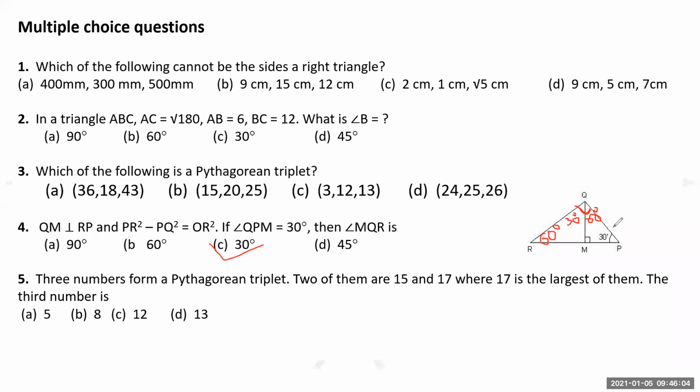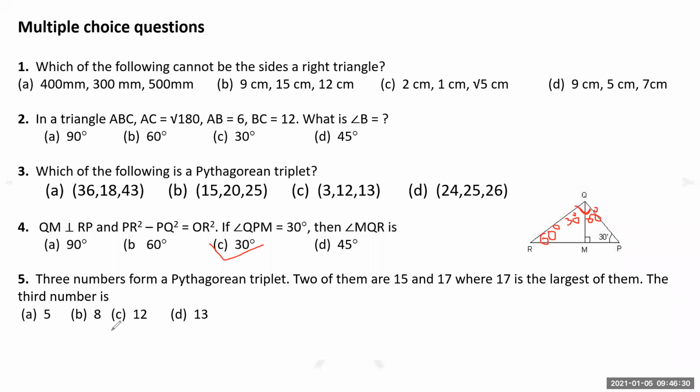Next is: three numbers form a Pythagorean triplet. Two out of them are 15 and 17, where 17 is the largest of them. Find the third number. Come on, who can help me out with this? Yes, come on, try. Sir, the correct option is 8.